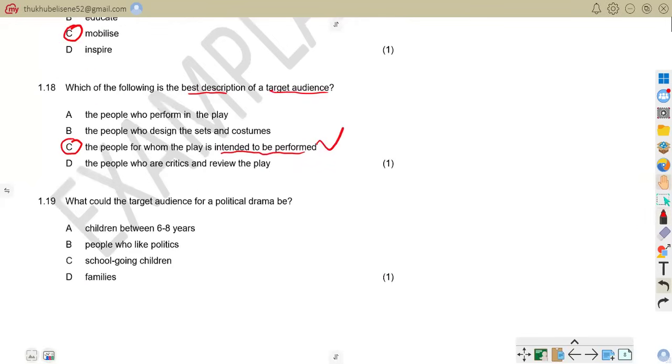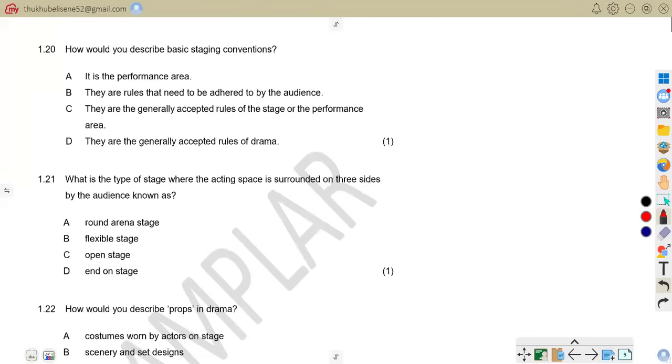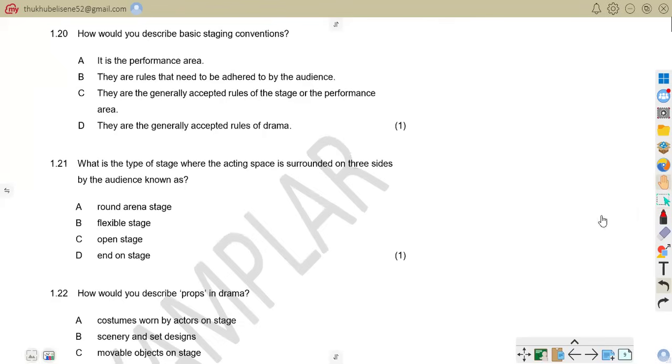Now we come to 1.19. What could the target audience for a political drama be? Correct answer is B. People who like politics. That is that. Now we come to 1.20. How would you describe basic staging conventions? For the four given options, the correct answer is C. They are generally accepted rules of the stage or performance area.